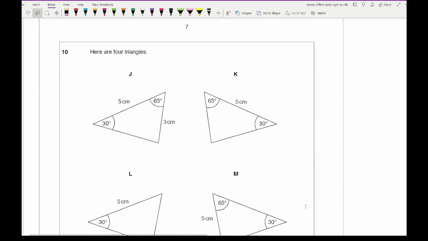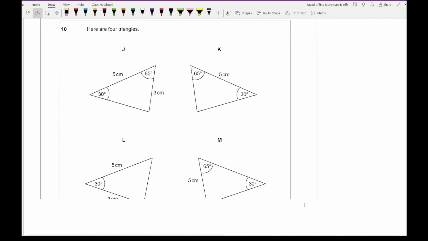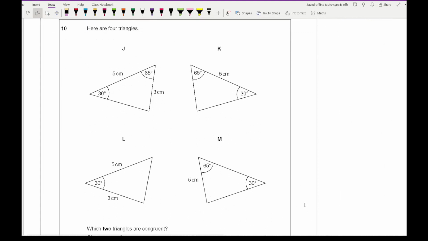Moving on to question 10, it says here are 4 triangles. Let me just zoom out a little bit. And it says which 2 triangles are congruent. So for this, what we need to do is to find out which ones. Now for this, what you might want to do is work out what the missing angle of the triangles are when you're given 2 angles. So here we've got 30 plus 65 is 95. So then this angle here must be 85. So let me just mark this 85-degree angle here.